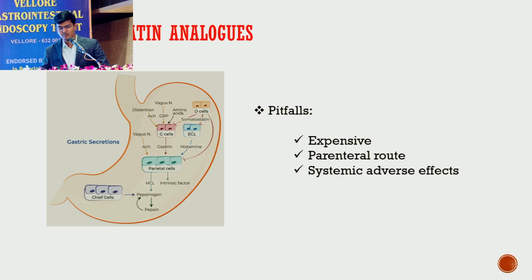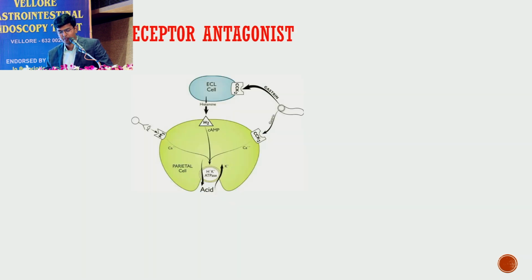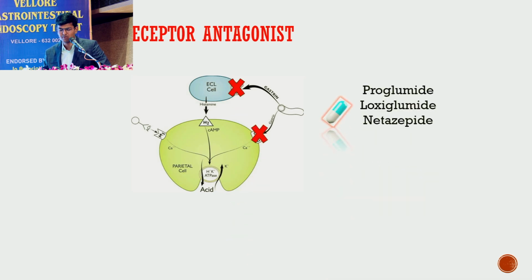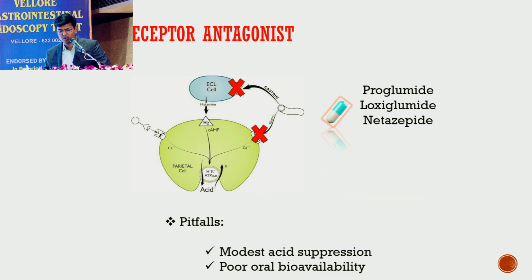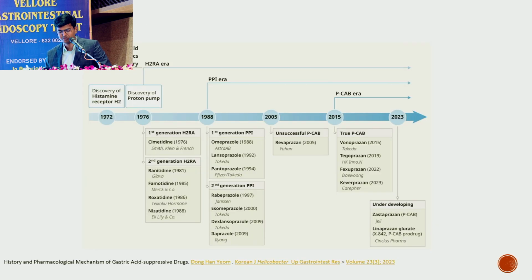Then next come the somatostatin analogs. What are the pitfalls? They're more expensive, only available parenterally, and have systemic adverse effects. Somatostatin can block acid production very well, but we are not using it in routine practice. And there are gastrin receptor blockers. Gastrin acts via CCK2 receptors, so it can be blocked by drugs called proglumide, lorglumide, and netazepide. But the pitfalls are modest acid suppression and poor oral availability. So these drugs are also not in general use.